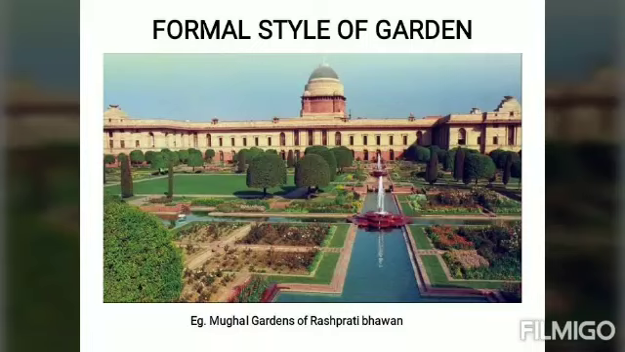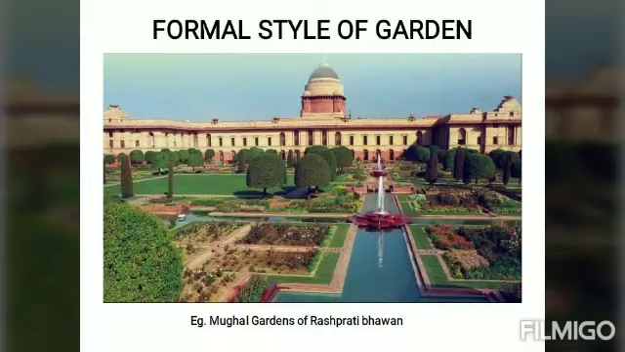Firstly you have to write or draw on the paper. After that only you have to decide the land, like where you're going to apply this formal type of gardening. And second is the flower beds.